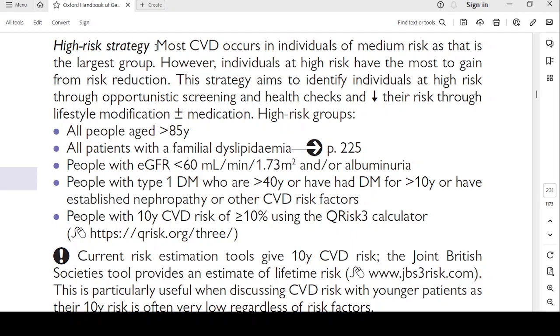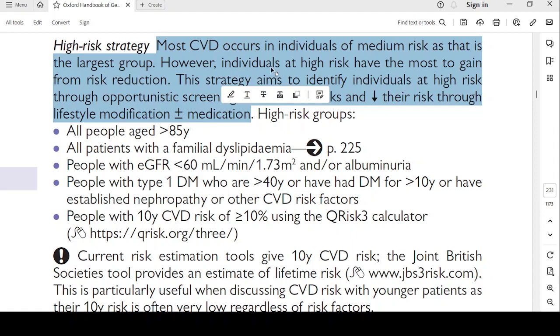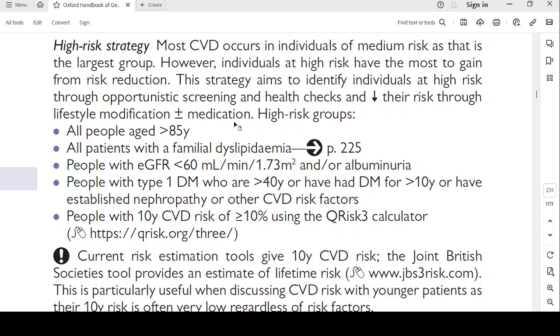Most of the CVD occurs in individuals of medium risk as that is the largest group. However, individuals at high risk have the most to gain from the risk reduction. This strategy aims to identify individuals at high risk through opportunistic screening and health checks and decrease their risk through lifestyle modification plus medication. High risk groups.